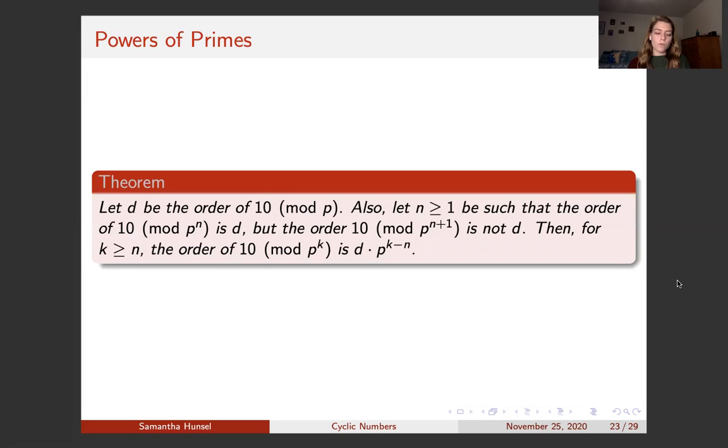So this theorem says that if the order of 10 mod P to the N is D, but the order of 10 mod P to the N plus 1 is not D, we can then find the order of 10 mod P to the K by multiplying D times P to the K minus N. The key fact of this is finding the time where 10 mod P to the N and 10 mod P to the N plus 1 are different. And that is actually relatively difficult. There are only a few numbers that do that. There are only a few numbers where the order of 10 mod P is equal to the order of 10 mod P squared.